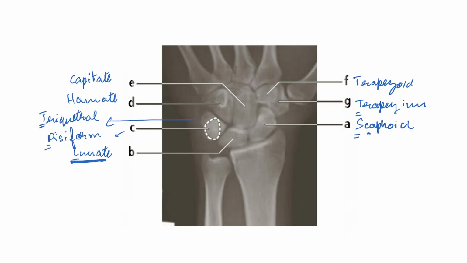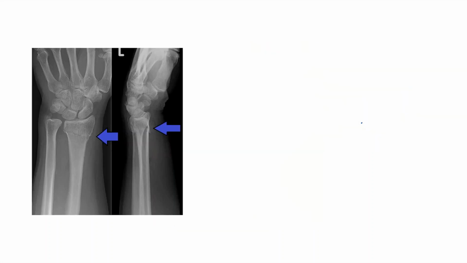Scaphoid, lunate, triquetral, pisiform, trapezium, trapezoid, capitate and hamate. This picture shows distal radius fracture. This is a Colles fracture.